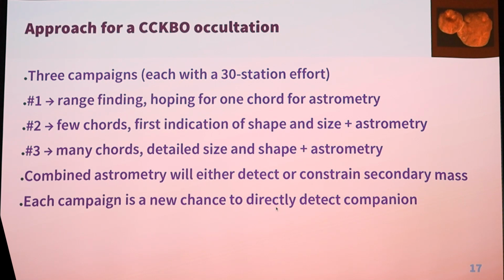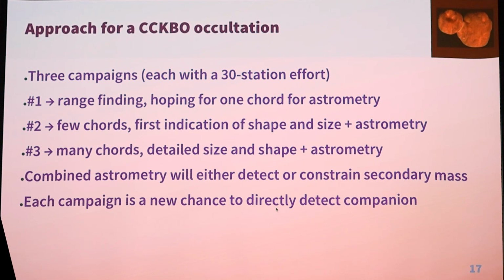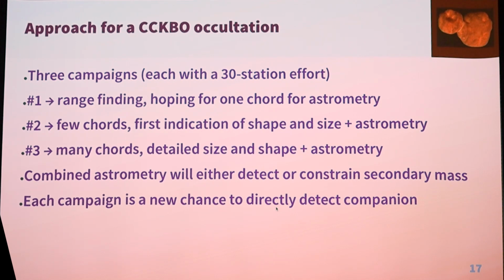But so here's my approach for how you do a cold classical object. This is the reality of it, that the very first occultation is hard. You've seen the examples of that already this morning. You're trying to get just one chord to tell you that the object's roughly there. And that will give you already astrometry that is limited only by the Gaia catalog. So we're talking about hundreds of microarcseconds, even from a single chord result. So imagine sending a team out. First one, you get a range find. You collapse the orbit errors a little bit.